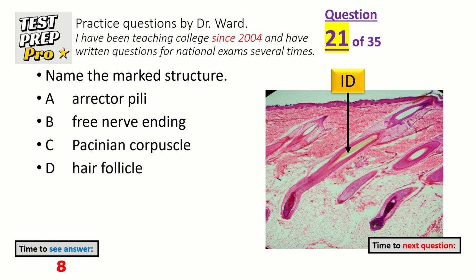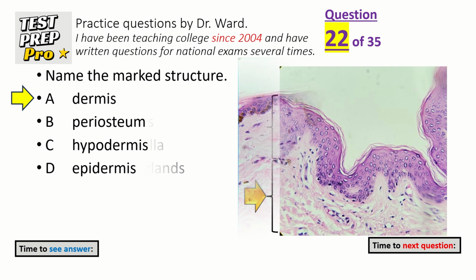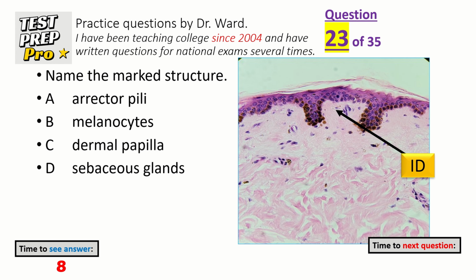Name the marked structure. It's a large kind of diagonal rectangular structure within, I don't want to give it away. It's a hair follicle. Name the marked structure. It's not the top layer of skin, but one layer deep. The dermis. Name the marked structure. This is an upraised ridge in the dermis, pushing upwards towards the epidermis. Dermal papillae.